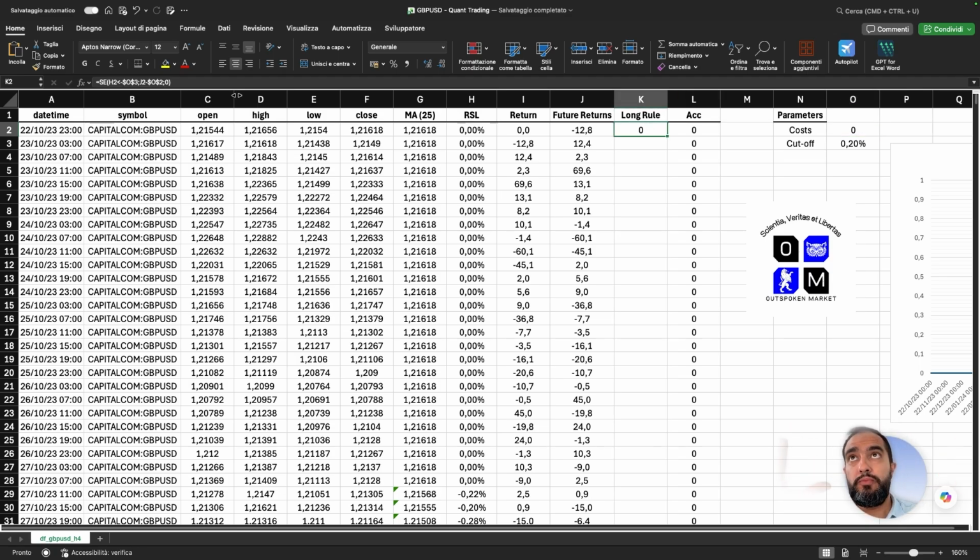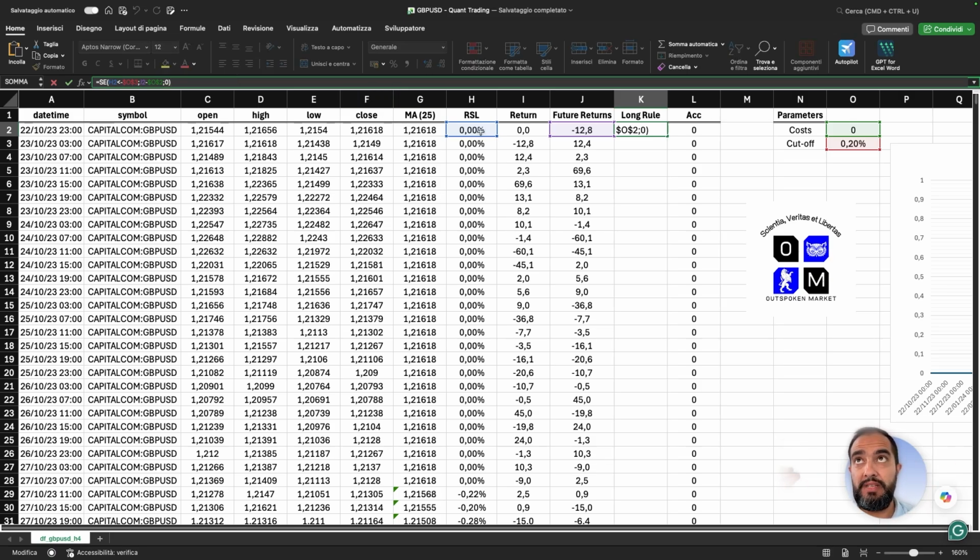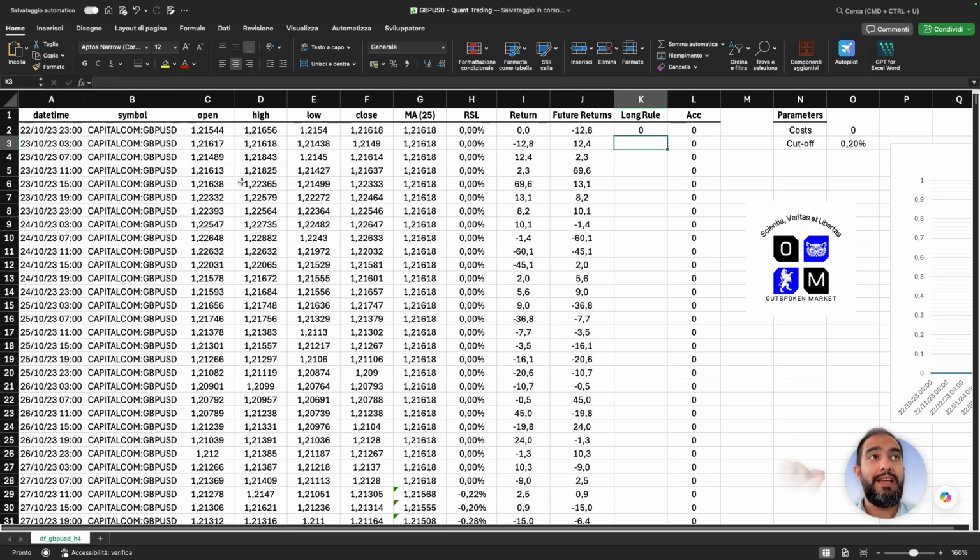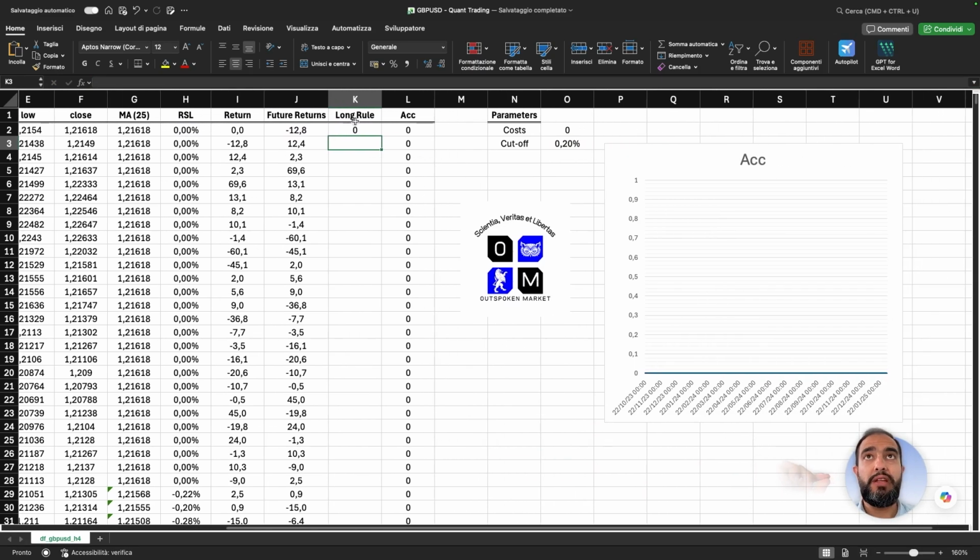What is the long rule? If my A2 column, the RSL, is lower than minus the cutoff of 0.2%, meaning the close is below the average by minus 0.2%, I will have the future return minus the cost. Otherwise, I will not trade, so I will have 0 as return. Take a look at what happens when I run it.